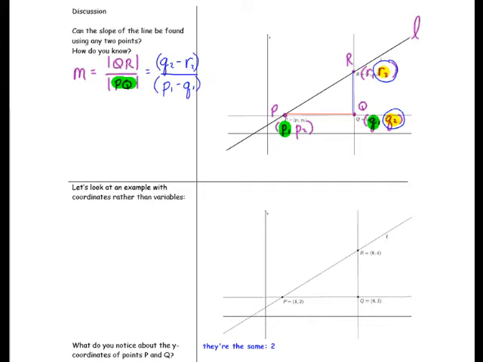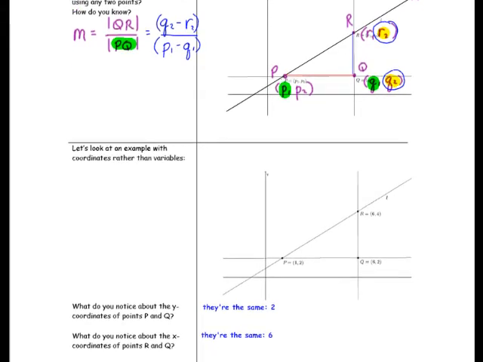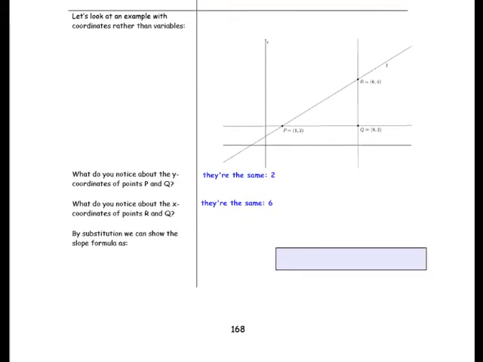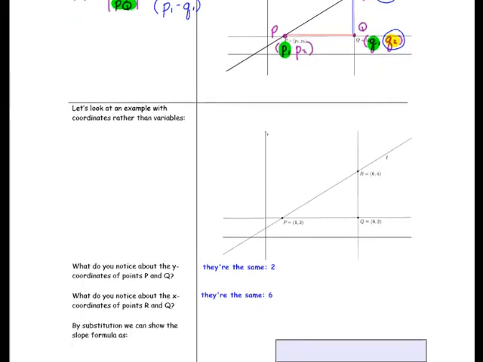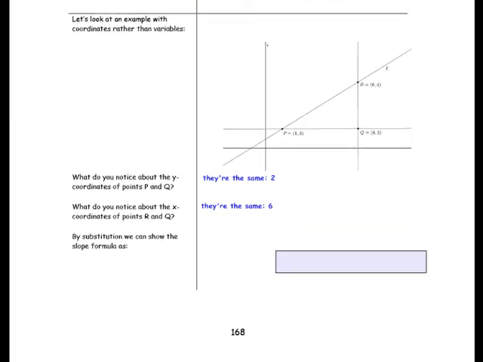Let's look at an example with coordinates rather than variables. First, let's label our diagram a little bit better. So we have point P, and that is going to be the coordinates 1, 2. We have point Q with the coordinates 6, 2. And we have point R with the coordinates 6, 4.